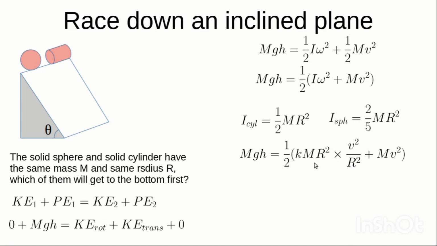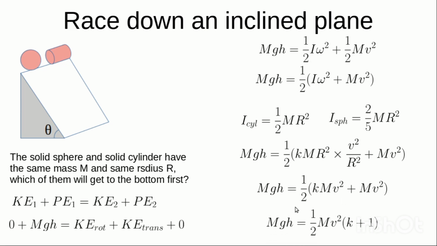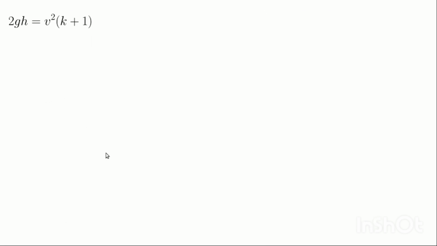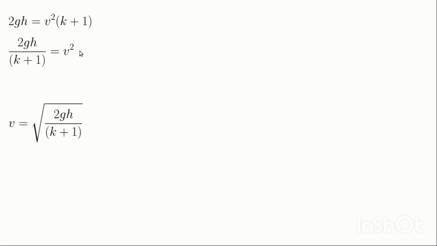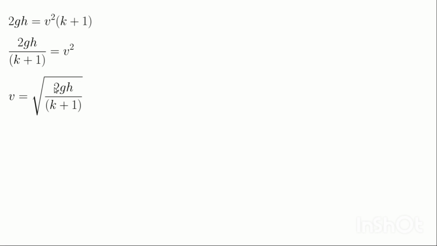So r squared takes care of r squared, and we have mgh equal to half of kmv squared plus half of mv squared. We can factorize half of mv squared out, and we have half of mv squared times (k plus 1). We can take care of our m and send the two to this part, and we have 2gh equal to v squared times (k plus 1). Then we can make v the subject of the formula. We'll have v equal to the square root of 2gh all over (k plus 1).